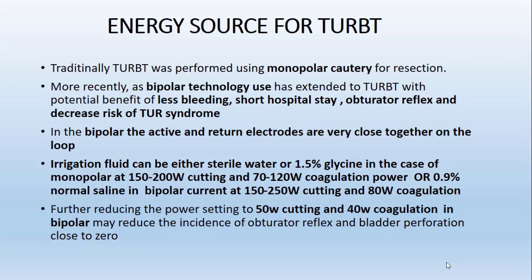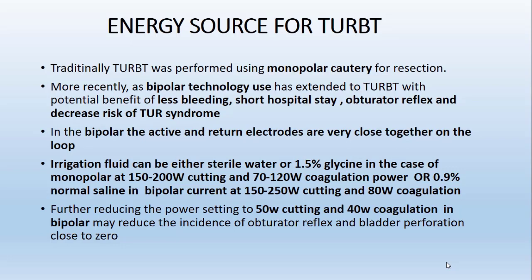Energy sources used in TURBT. In traditional TURBT, monopolar current for resection is used. Most recently, bipolar technology has extended its use in TURBT with the potential benefits of less bleeding, short hospital stay, low risk of obturator reflex, and decreased risk of TUR syndrome. In bipolar, the active and return electrodes are very close together on the loop, so the current cannot pass through the whole body of the patient.